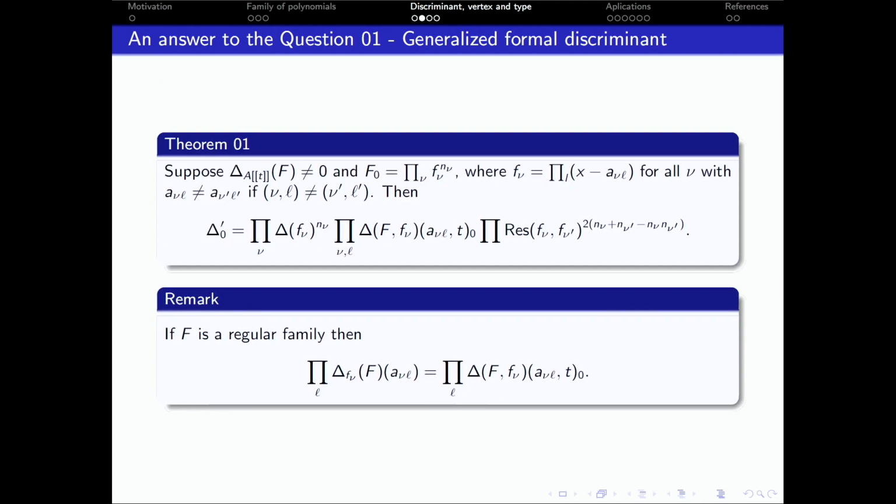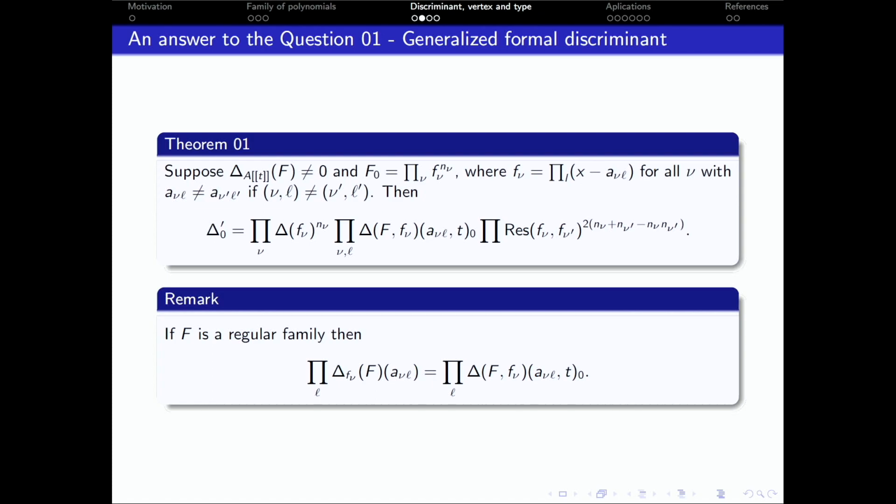And with this definition, we are able to demonstrate the following theorem. So the only hypothesis that I need here is that this delta is non-zero, that is, all the t roots are pairwise distinct, and also we recover the discriminant defined by Katz.